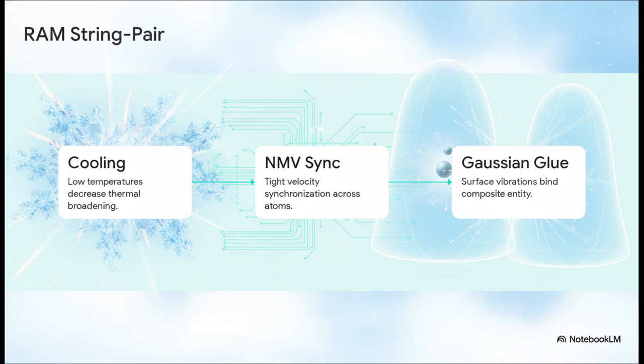First, as the material cools down to extreme temperatures, thermal broadening, all those random heat disruptions, drops significantly. Second, this extreme chill allows tight net momentum velocity synchronization to happen across neighboring atoms. The strings essentially sync up their rhythms. Finally, the vibrations of the Gaussian surfaces act as the glue. A local distortion in one atom's envelope physically propagates to its neighbors, retarding the natural repulsion between them and creating an effective attraction. The result is a composite bosonic-like entity.